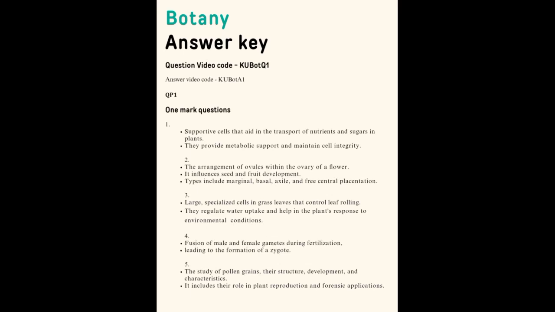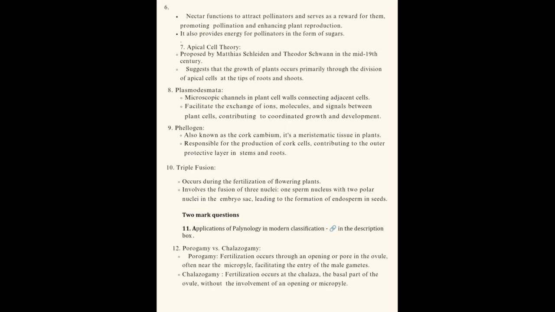3. Large, specialized cells in grass leaves that control leaf rolling. They regulate water uptake and help in the plant's response to environmental conditions. 4. Fusion of male and female gametes during fertilization, leading to the formation of a zygote. 5. The study of pollen grains, their structure, development, and characteristics. It includes their role in plant reproduction and forensic applications.